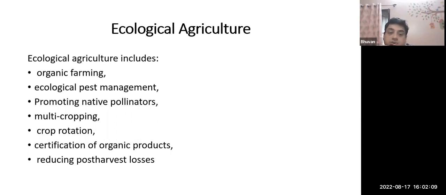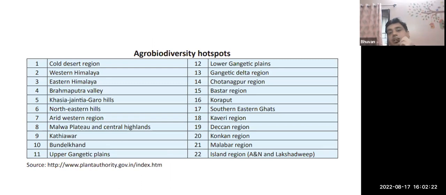Certification of the organic products, and reducing post-harvest losses. It is also forming a part and parcel of ecological agriculture practices. Then here we can see on this slide the agrobiodiversity hotspots which are present in India. We have 22 agrobiodiversity hotspots which are present region wise, and here you can see the list of all those agrobiodiversity hotspots.